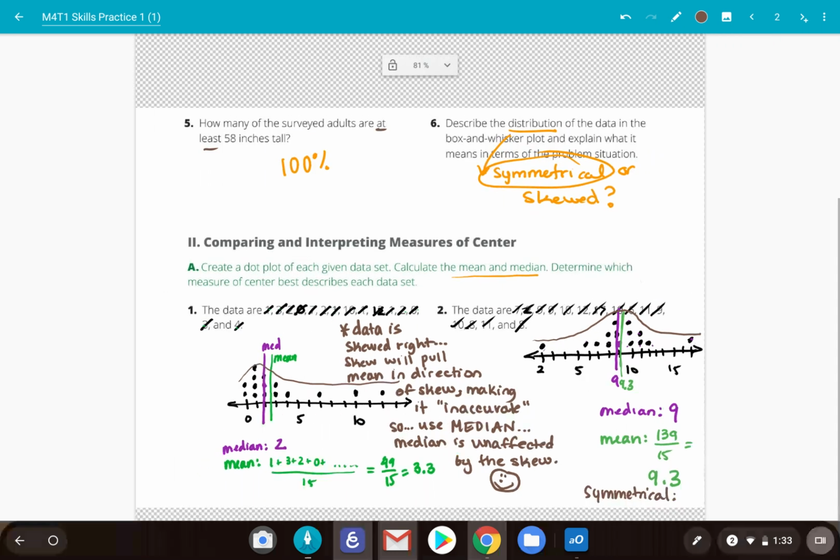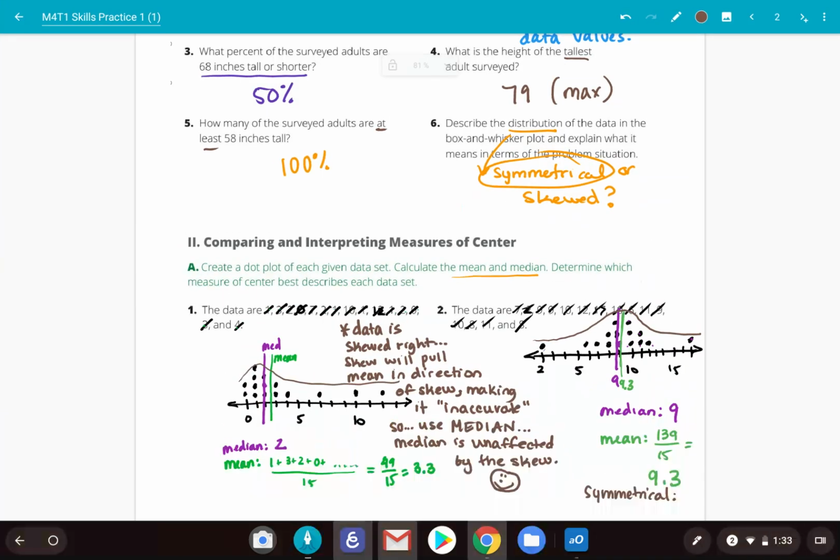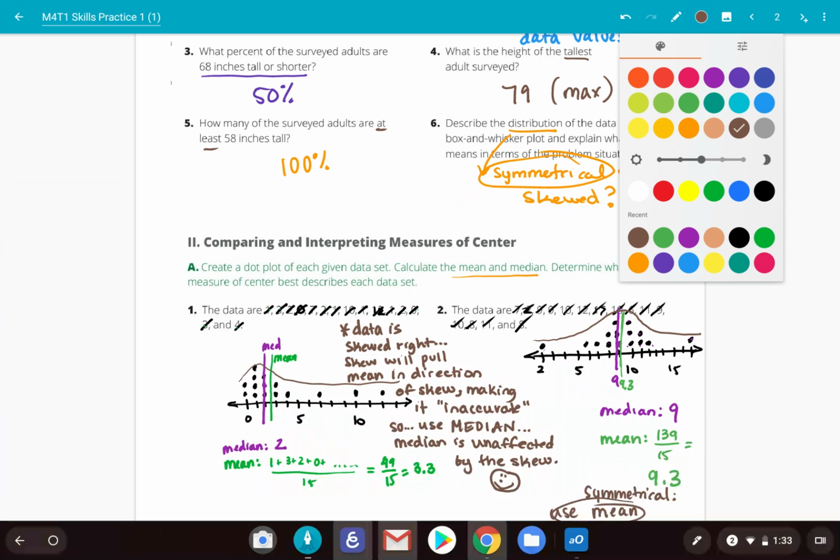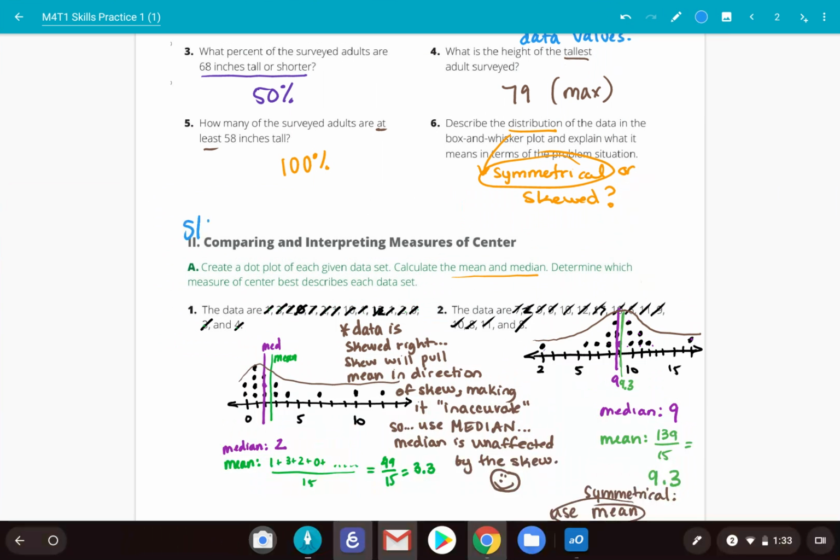And so when you have symmetrical data, you're going to want to use the mean for the best measure of center. So just remember, if the data is skewed, use the median. Symmetrical, you're going to use the mean.